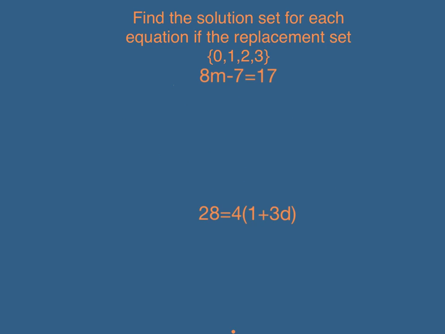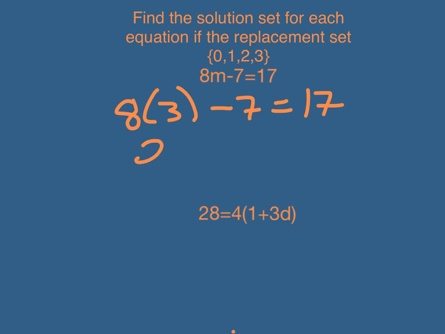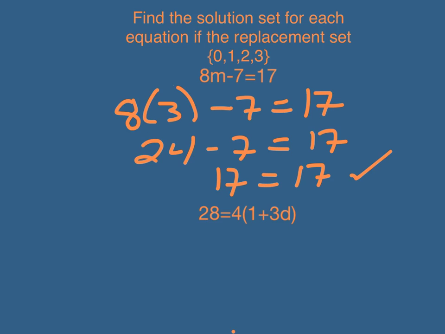The last one to try is element 3, so we plug that in. We get 8 times 3 minus 7 equals 17. And then we need to solve with our order of operations. 8 times 3 is 24. Minus 7 equals 17. Looks like we might be onto something here. 24 minus 7 is 17. 17 does, in fact, equal 17. So ding, ding, ding, we found our winner. 3 is our solution. That makes that equation true.